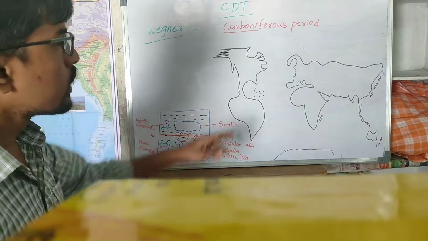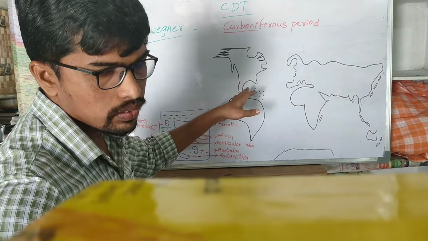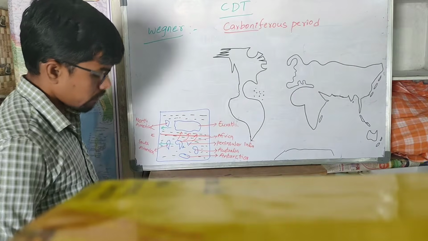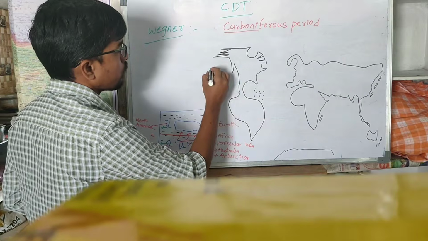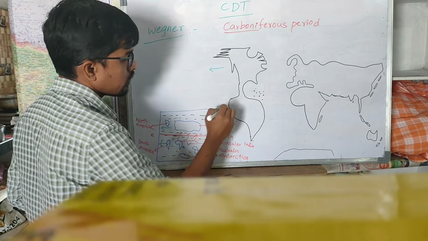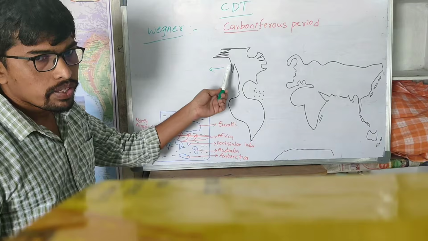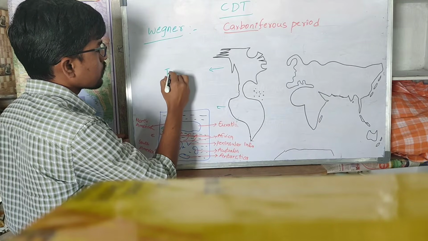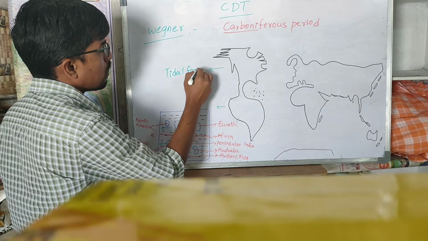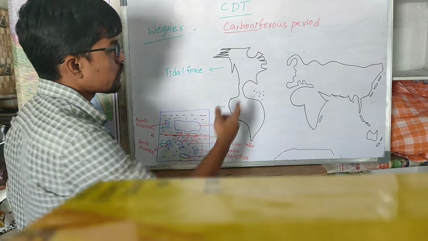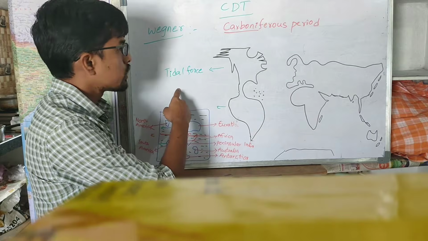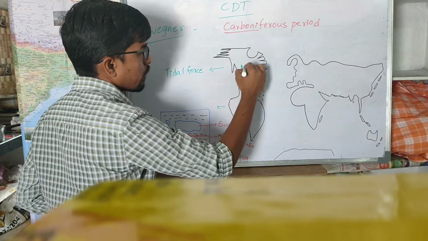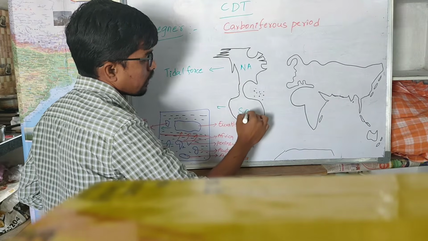According to Wagner, this is the old structure present right now, and after the drifting of these two continents towards the westward, the cause was the tidal force. According to Wagner, tidal force is responsible for the westward movement of these two continents. What are those? North America and South America.